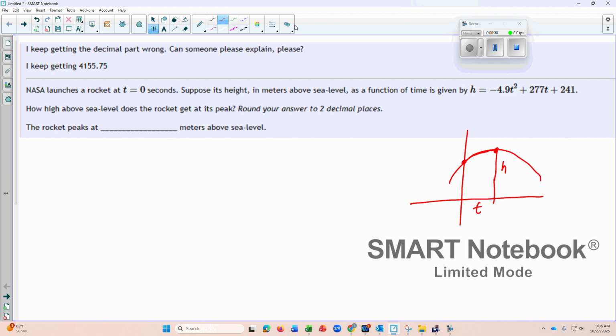So the formula that we're going to use, so we can figure out the vertex of T and H right here, is negative B divided by 2A. And so here's my A and my B value right there, the coefficients of those values. So we're going to have negative 277 divided by 2 times negative 4.9.